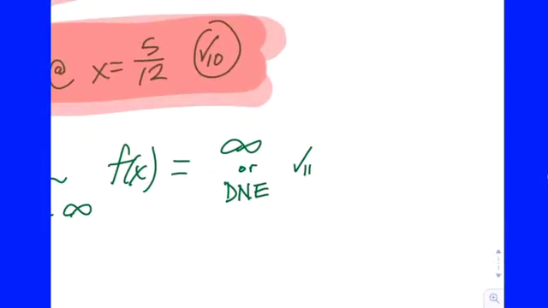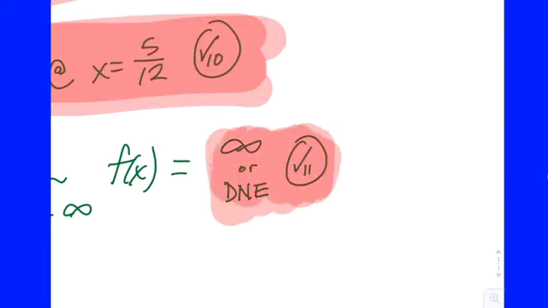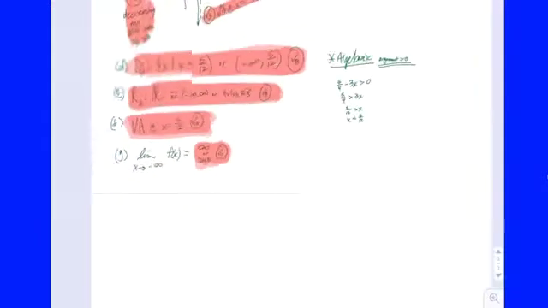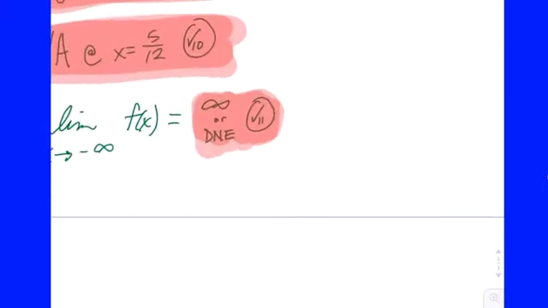I'll accept either one of those because this is kind of a short answer response type thing. On a quiz or something, I would expect you to know infinity. I would not accept D and E. And on a multiple choice question, of course, I would not have non-existent or D and E as an answer choice. So you'd have to know what type of infinity. All right, so there it is. That's 11 checks.